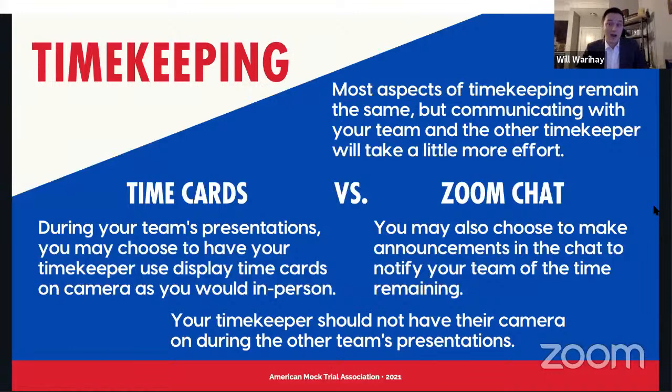AMTA has changed the time limits that do apply to the competition this year. And so I would encourage you to review that rule, and we'll talk about that a little bit later as well, to make sure that you're abiding by the new time limits. In terms of the actual logistics of keeping time, each team should have a timekeeper in the Zoom that is identified, as Brandon just talked about, by the naming mechanism of either P or D and identified by timekeeper. During your own team's presentation, this is key, you can choose to have your timekeeper on the screen if you want.